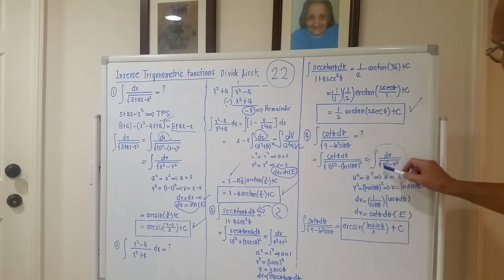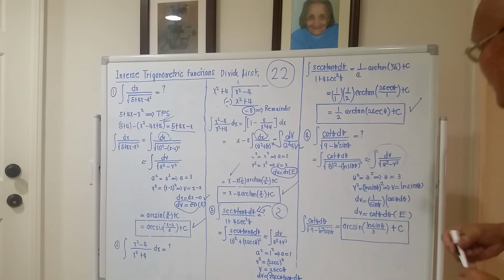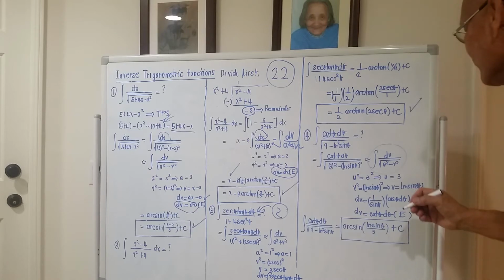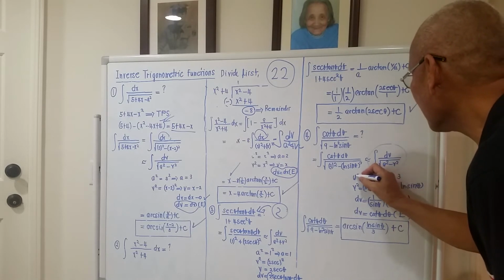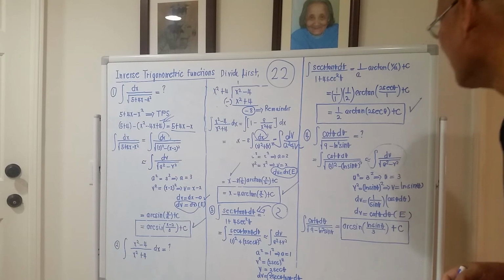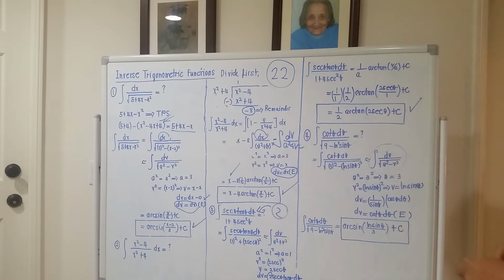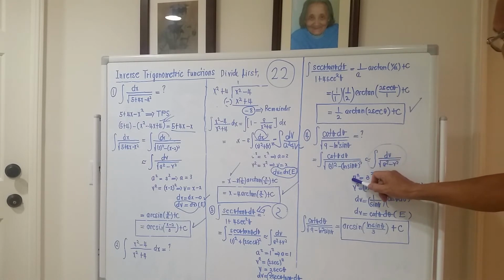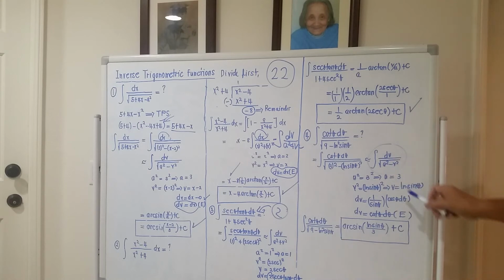A square, this should be A. This is A. This is A. By comparison, 3 square is A square, or simply A square is 3 square. Take the square root of both sides. A will be 3. We use the positive sign.